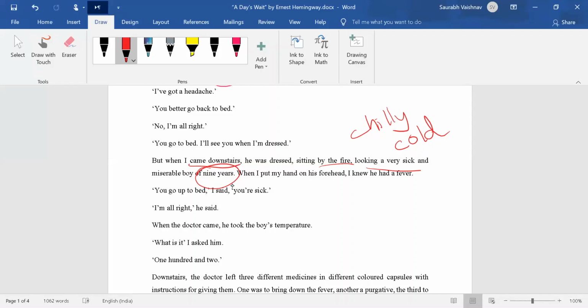When I put my hand on his forehead, I knew he had fever.